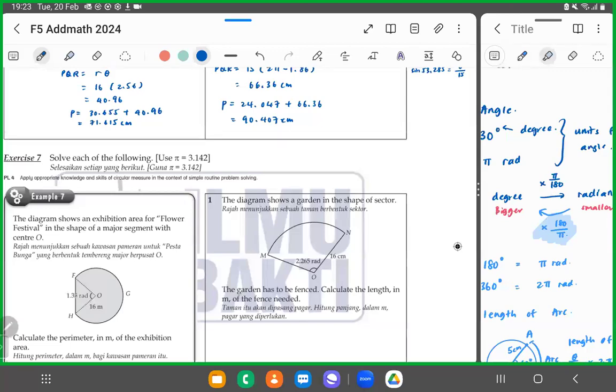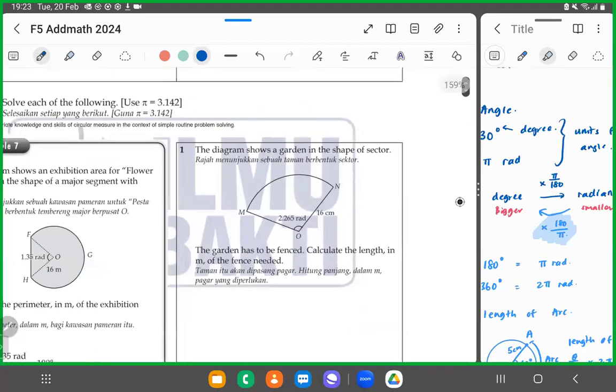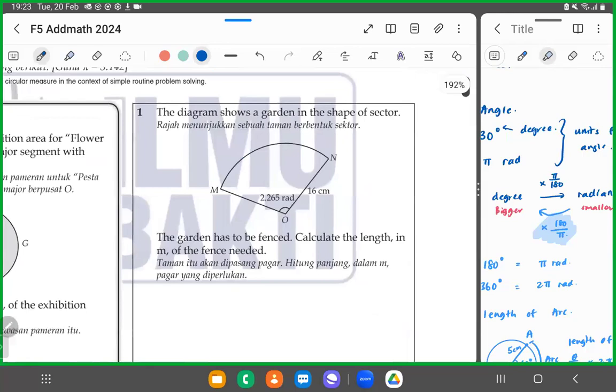Okay, like this one, exercise 7. This will be the last exercise for today. Not this question, but this whole exercise, 5 questions.